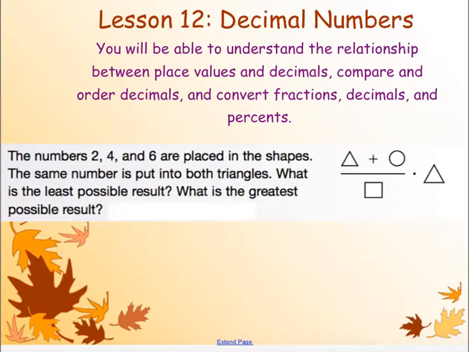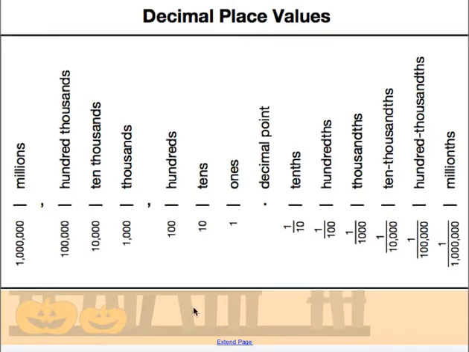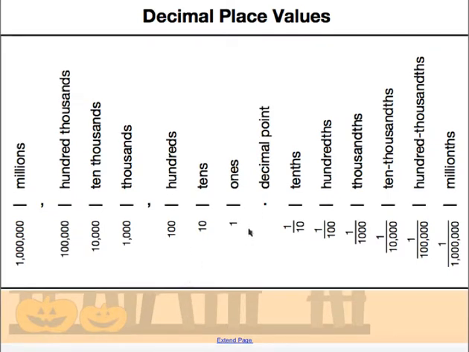And then we talk about decimal numbers. Decimal numbers are one of our methods to go from fractions to percents. We have our decimal places, and this decimal right here tells us a lot. If we go to the right, we go from tenths, hundredths, thousandths, ten-thousandths, hundred-thousandths, and millionths. If we go to the left, we have ones, tens, hundreds, thousands, ten-thousands, hundred-thousands, and millions, separated by commas.